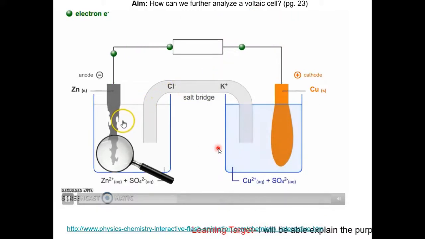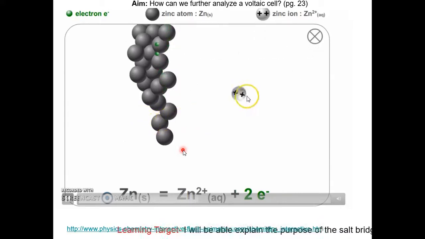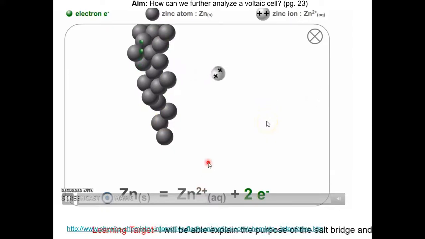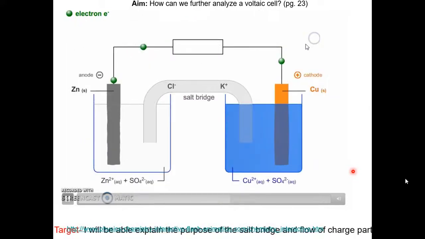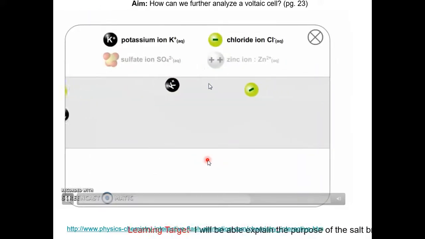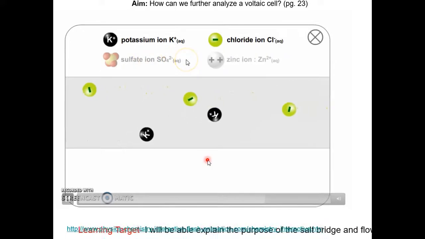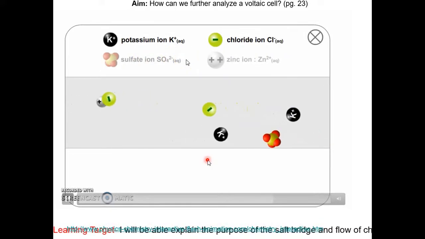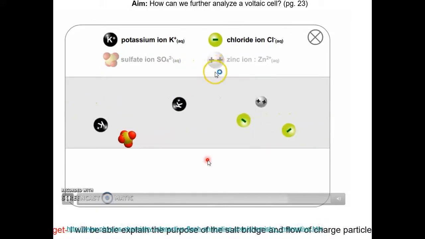Now let's zoom in at the anode. As you can see, the zinc solid is being oxidized. It loses 2 electrons, becoming zinc ions, which dissolve in solution. Now let's zoom in at the salt bridge. If you pay attention to the ions, the positive ions are flowing towards the cathode and the negative ions are flowing towards the anode.